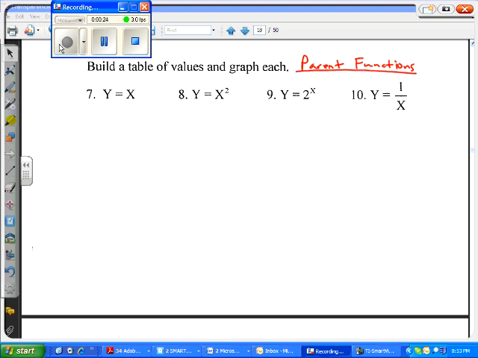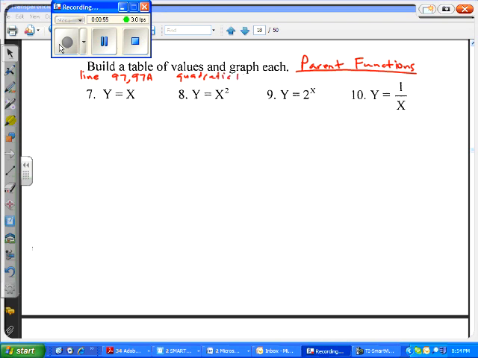Number 7 is the parent function of a line. We learned how to build a table, graph, and all for a parent function of a line. It's actually on page 97, but 97A tells us how to build a table and graph. More specifically, the parent function of a quadratic is number 8, y equals x squared. That is called the parent function of a quadratic.